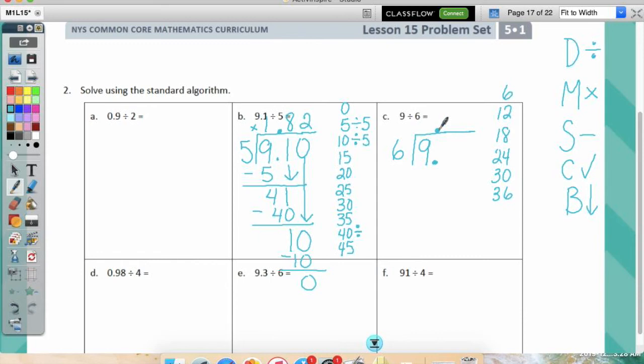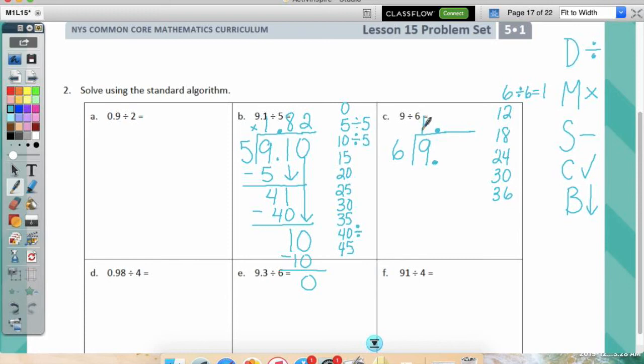Okay. Jaylee, I pulled your stick. Which number to the side is closest to 9? 6. Okay, what am I dividing by? And the answer is, where do I write the 1? Good. Okay. What do I do next, Ryder?